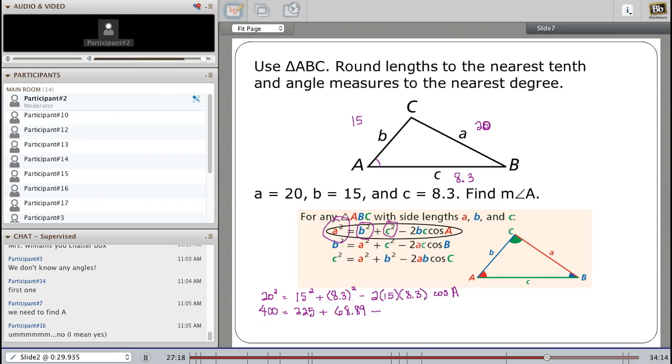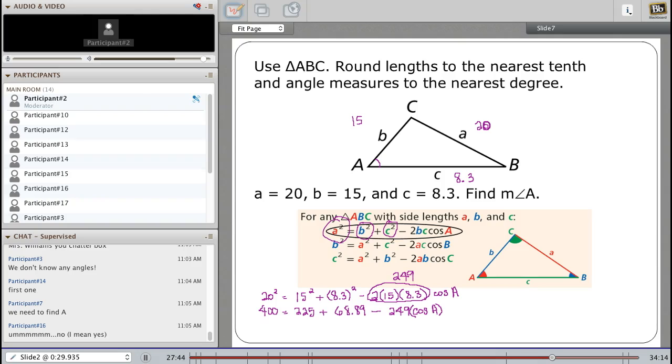2 times, yeah, I know, we don't want to do this, right, Ben? 2 times 15 times 8.3. So you're going to write that as 249. When I did the 2 times 15 times the 8.3, I got 249. And then you're going to write the cosine of A next to that. If you want to put parentheses around the cosine of A, you can do that as well, just to keep your work organized.